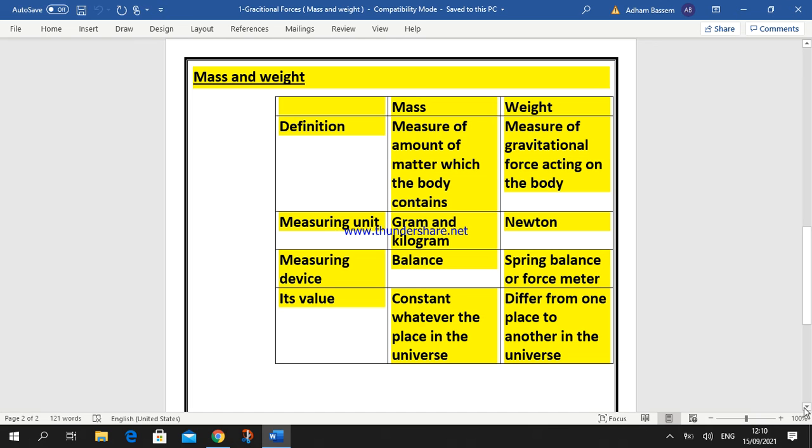Weight is measured by a device known as a spring balance or spring scale or force meter. Its measuring unit is Newton, okay? Weight is measured by Newton, okay? Its measuring unit for weight is Newton. Weight differs from mass. Weight can change from one place to another, okay? And can differ from one place to another in the universe, because weight does not depend on mass only, but depends also on the force of gravity acting on you, okay?